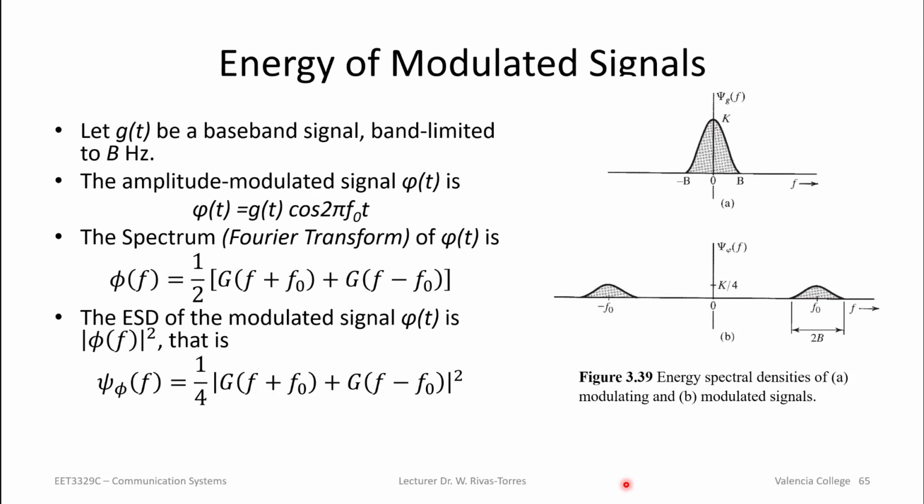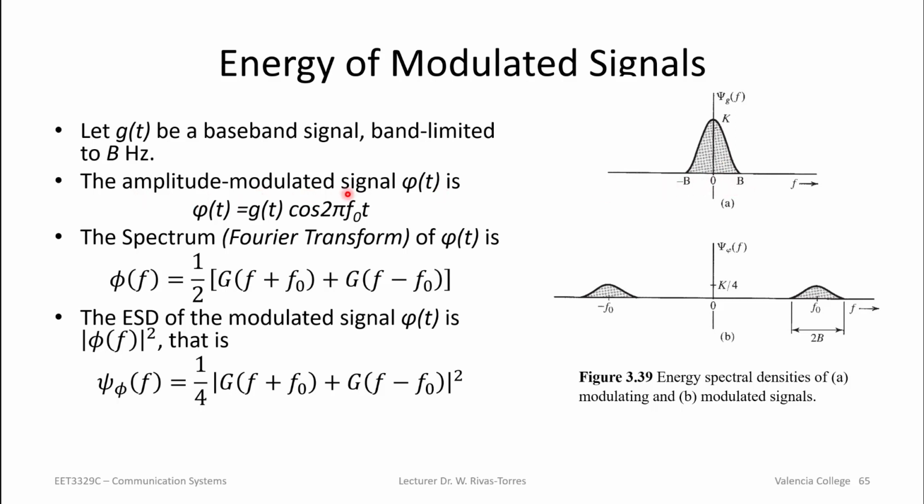So let's talk about energy of modulated signals. Let's say you have a signal at baseband, let's call it g(t), as we've been calling it, and we are going to band limit it. When we look at it in the frequency domain, you have a signal like this, and it goes between minus B and plus B.